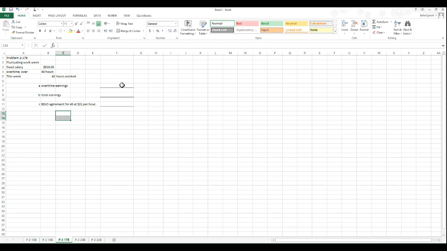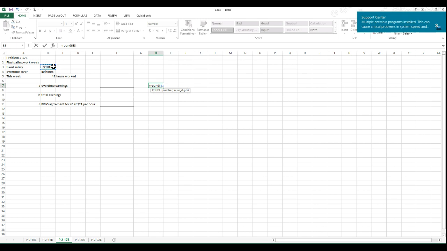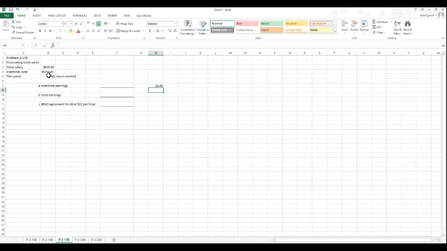for this one, we have to do some calculations here. So we're going to equal round, because we have to find out what the hourly rate is for this. They get 920 divided by the 42 hours that they worked, because this rate will change each time. So it would be 42 hours worked. They get 21. This week they made $21.90 per hour. Okay, so this is the hourly rate.